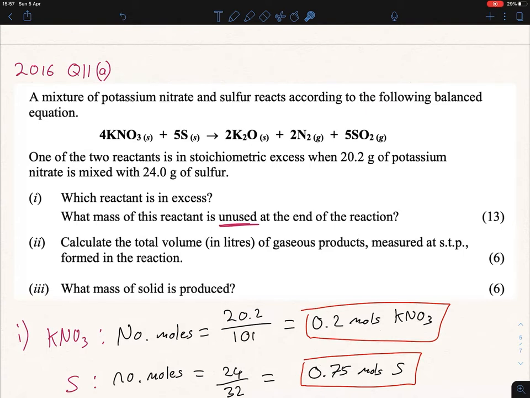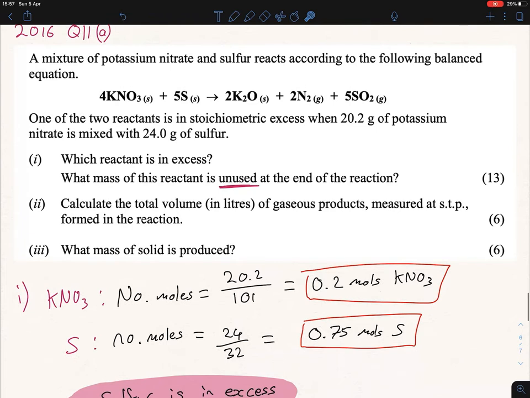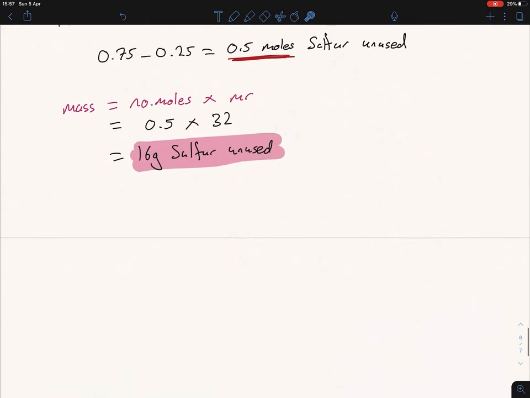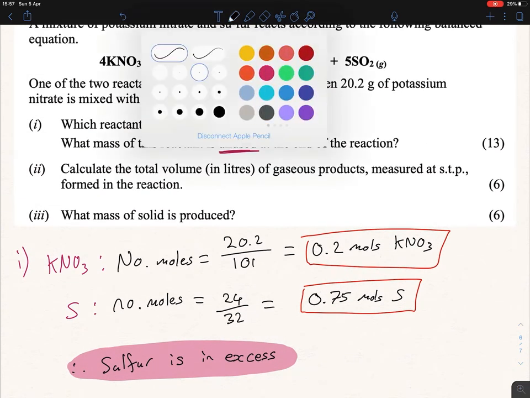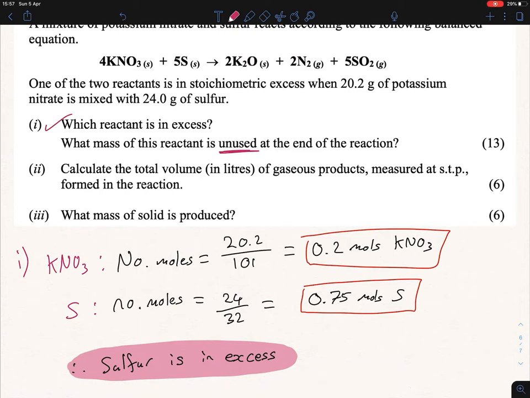You could have, if you wanted to, have done it the other way around. You could have got up to the sulfur, and that's my 0.75, divided that by 5, and multiplied it by 4. It would have been the same thing. Okay, the same way. Now, we have part 1 complete. Let's look at part 2. Calculate the total volume there, measured in STP.